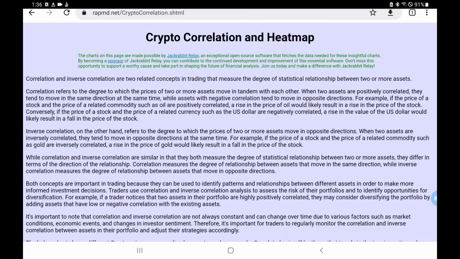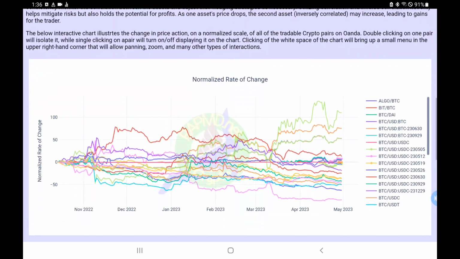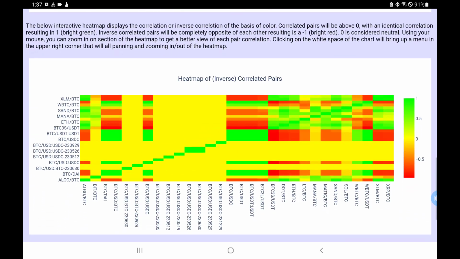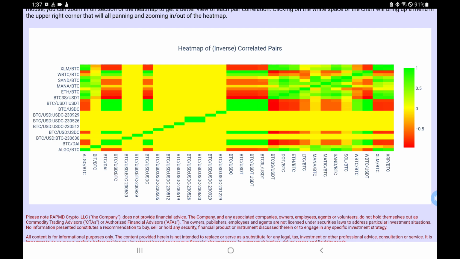So let's get back into the chart, and you'll see the normalized rate of change for my sample cryptocurrencies that I have on the right hand side. And you'll see that my heat map is a little more involved. Again, the same thing. A 1 is a pure correlation. A -1 is a pure inverse correlation. And a 0 is no correlation. So let's see what we can find.